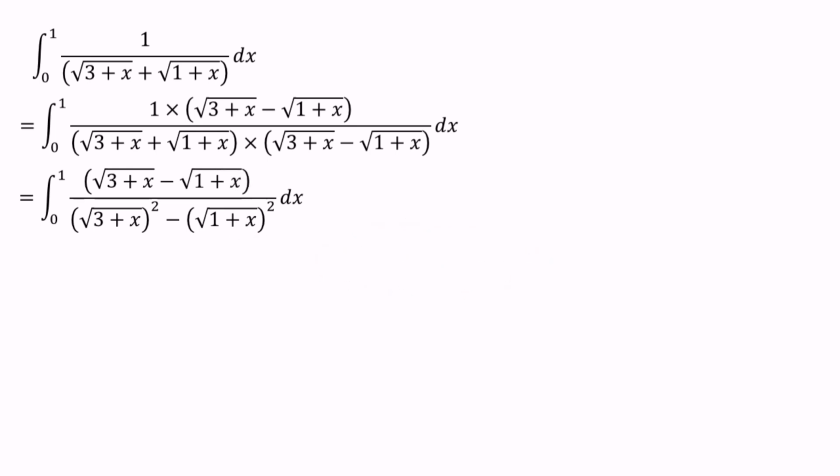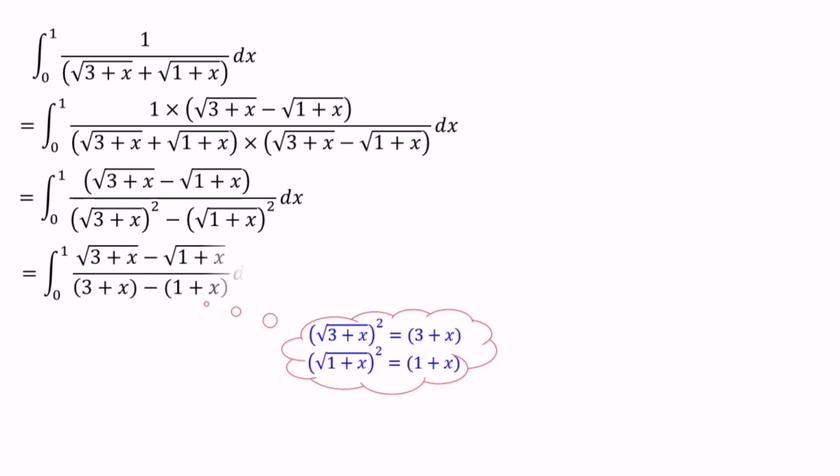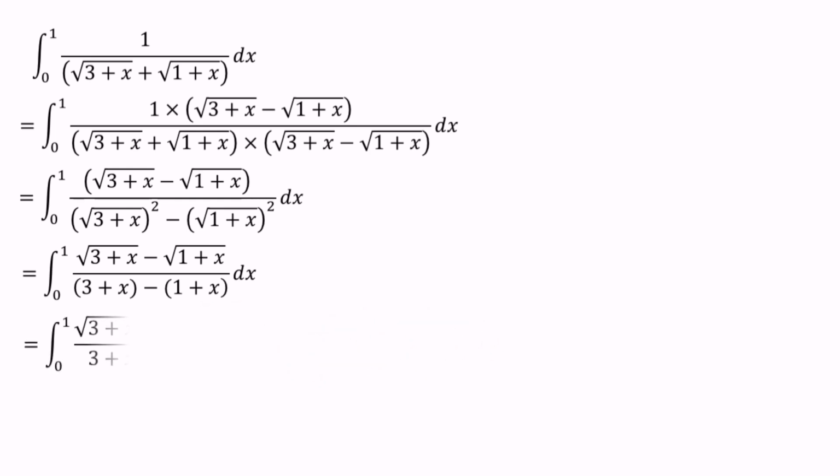Next, we can expand the perfect squares in the denominator. Root 3 plus x perfect squared equals 3 plus x and root 1 plus x perfect squared equals 1 plus x. After that, we can substitute in these values for the denominator. Then, in the denominator we have 3 plus x minus within bracket 1 plus x. Now, we can remove the brackets and get 3 plus x minus 1 minus x. After that, we can cancel out plus x and minus x. 3 minus 1 equals 2.